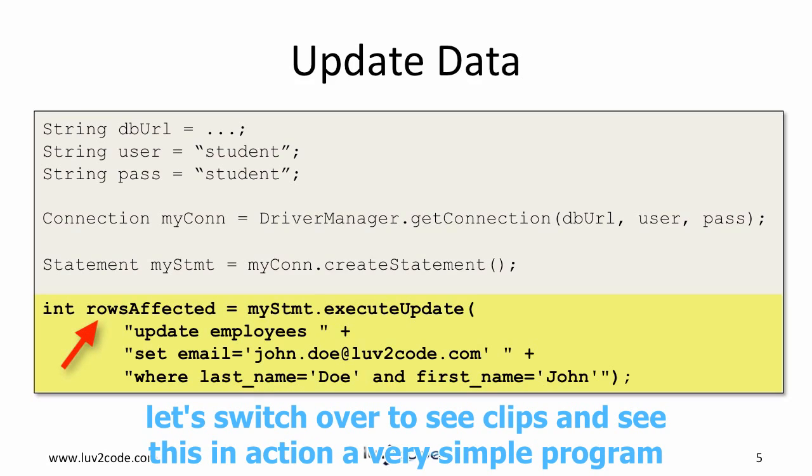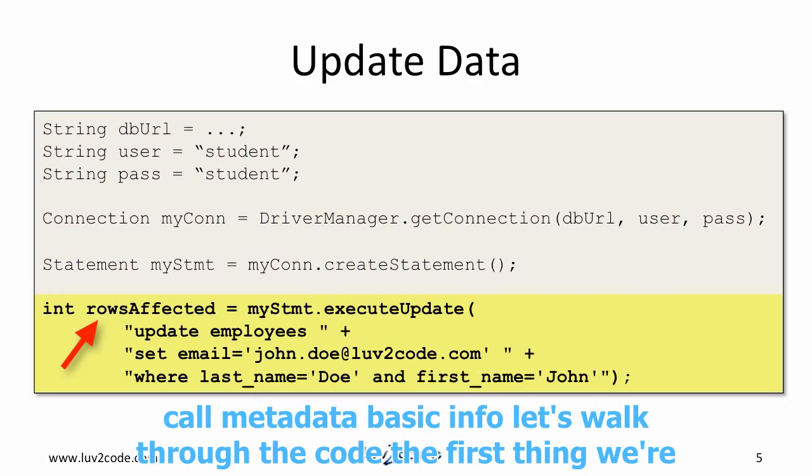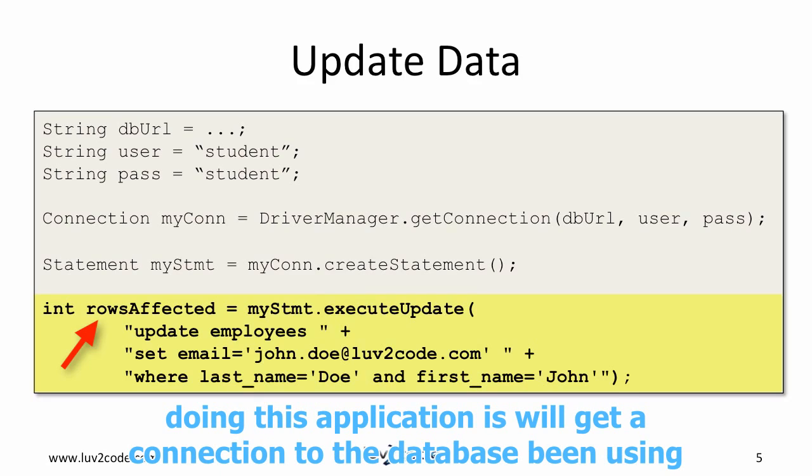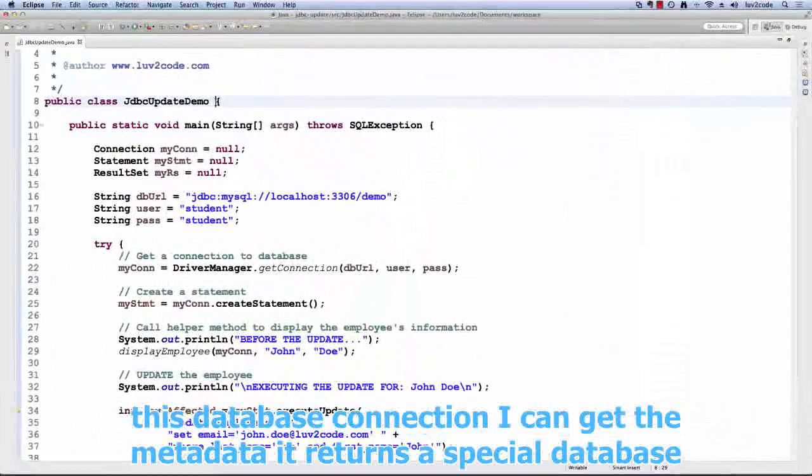The method also returns the number of rows affected. So in this case, it will return the number 1, since we only have one employee named John Doe. But of course, this value could be different depending on the where clause and also depending on the existing data in the database. All right, so let's go ahead and switch over to Eclipse.